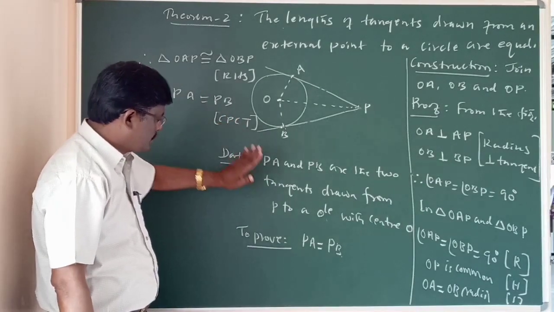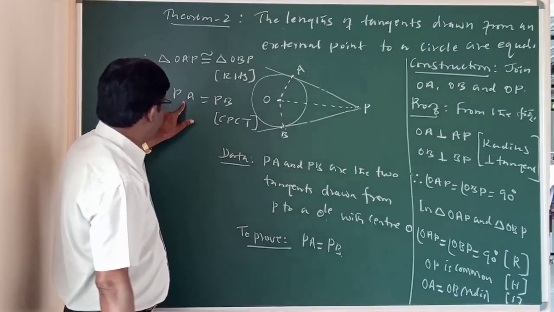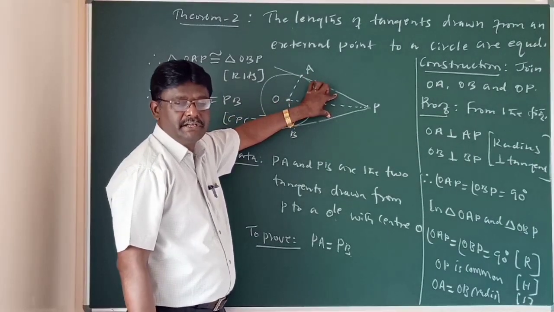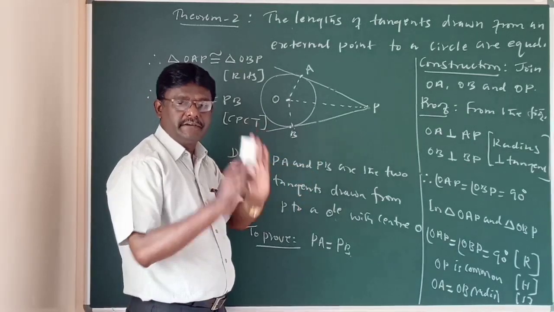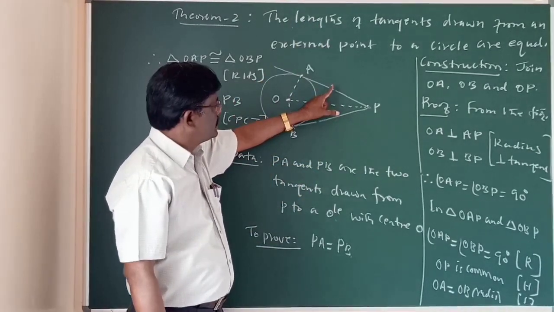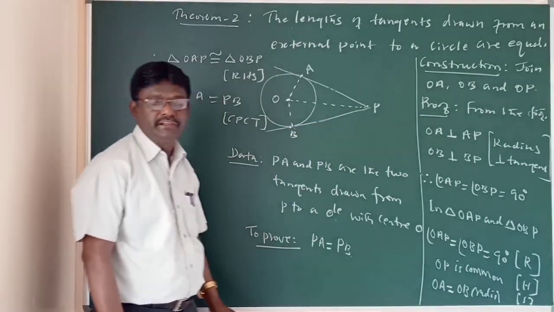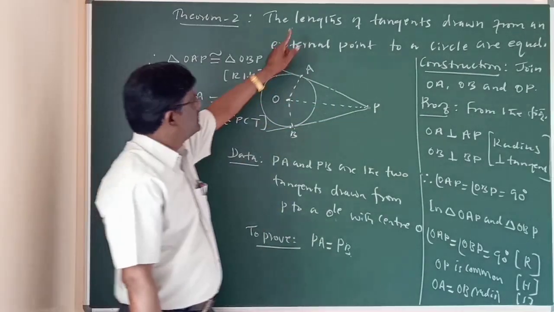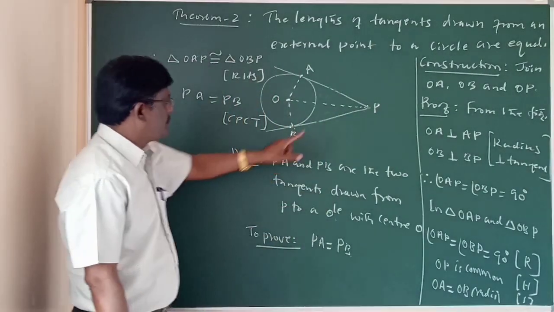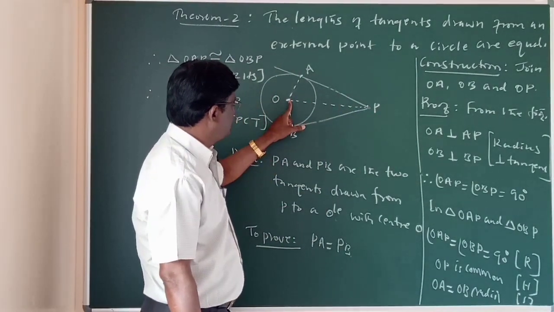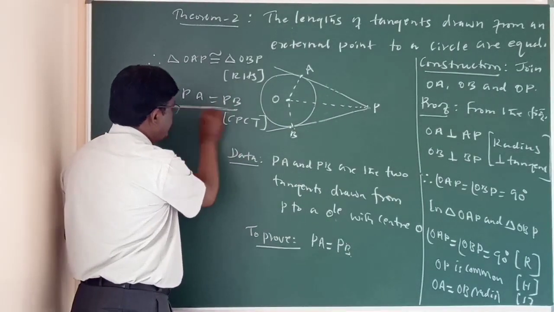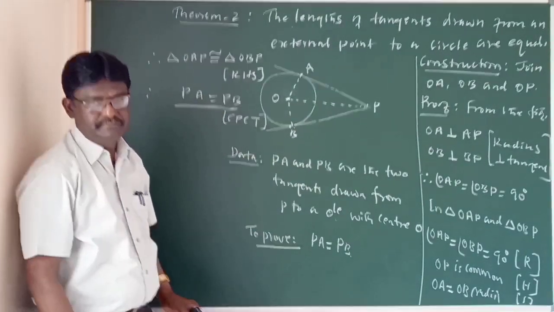Okay, children. Now, therefore, here, what is PA and PB with respect to these two triangles? These are nothing, just sides. But with respect to the given data, PA and PB are what? Tangents. Thus, the lengths of tangents drawn from external point to a circle are equal. Understood?